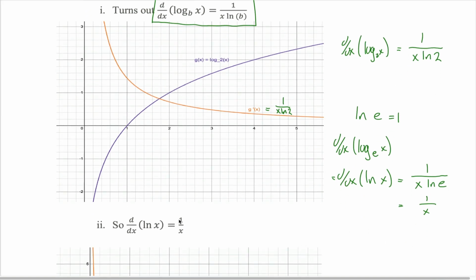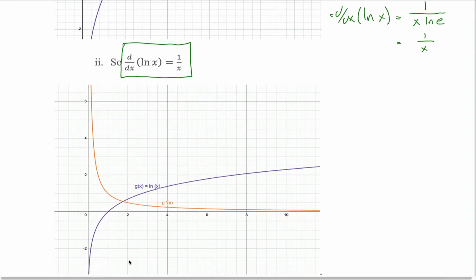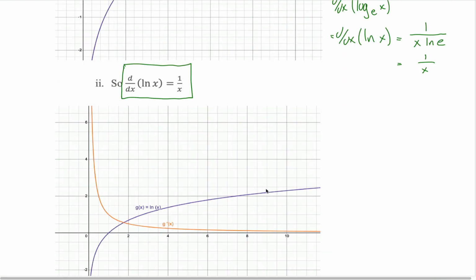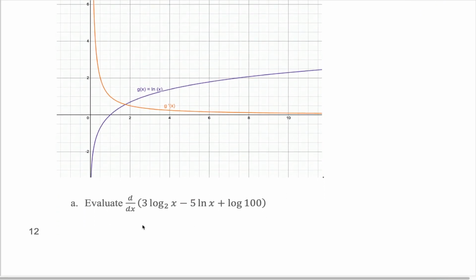A cool, useful result is that because the derivative of log base b of x is 1 over x times the natural log of b, the derivative of the natural log of x is 1 divided by x times the natural log of e, which is just 1 over x. Here's those graphs if you're curious. Let me give you an example problem, and then we'll end this video, although that means there's going to be 2 more videos in this section.